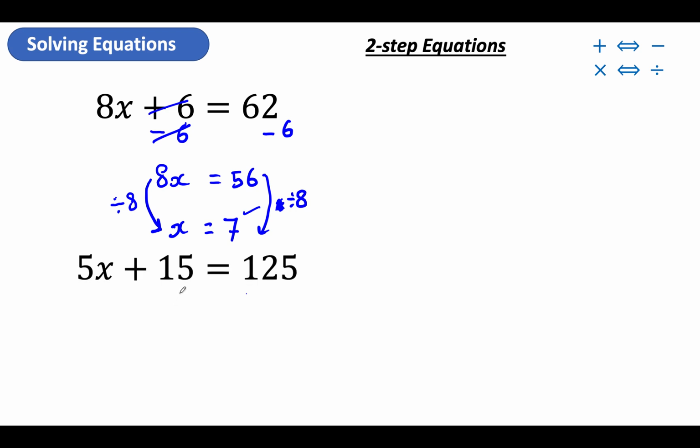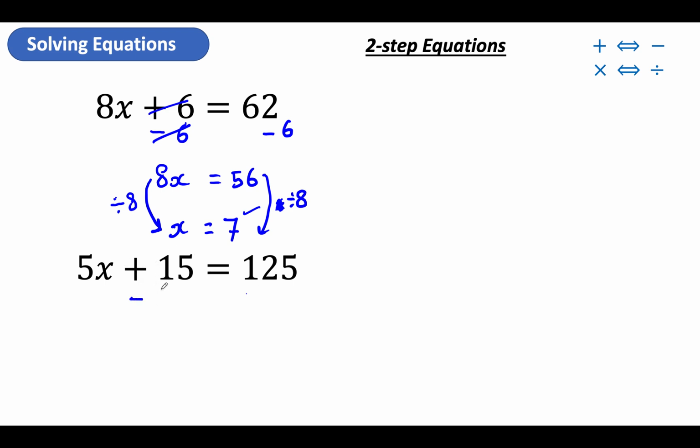Okay, there's my next question then. So I've got 5x plus 15 is 125. Now I don't want this 5x and the 15 here. I want to get x on its own. Deal with the number touching x last. So let's deal with this thing first, this plus 15.